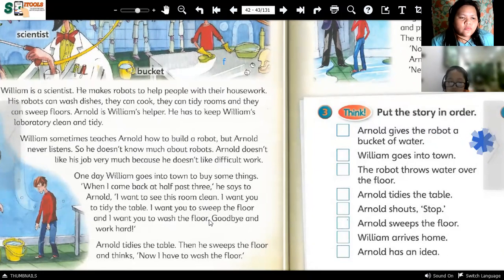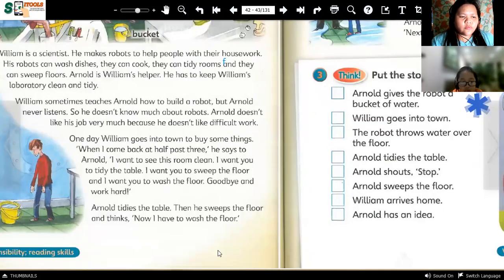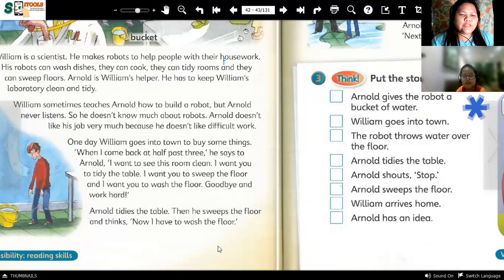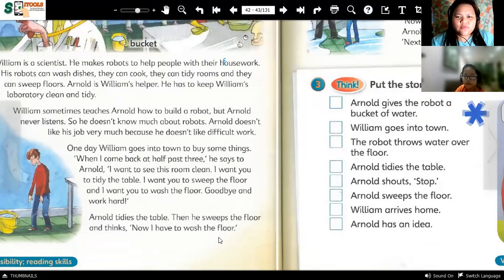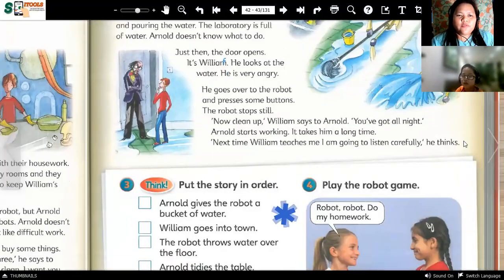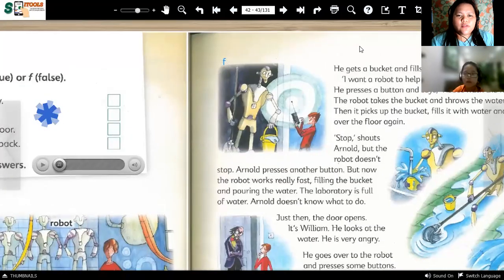One day, William goes into town to buy something. When I come back at half past three, he says to Arnold, I want to see this room clean. I want to see the floor washed. But in one hour, Arnold tidies the table. And he's a little tired. Now I have washed the floor. Okay. Go, wait for a while.